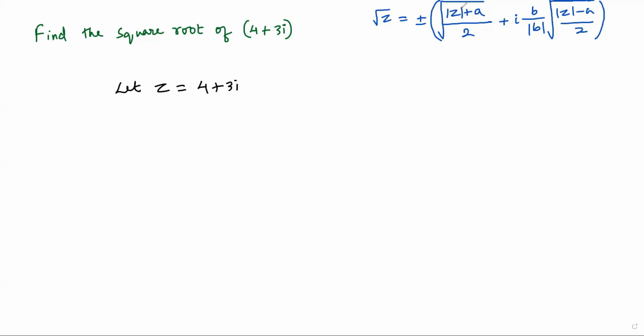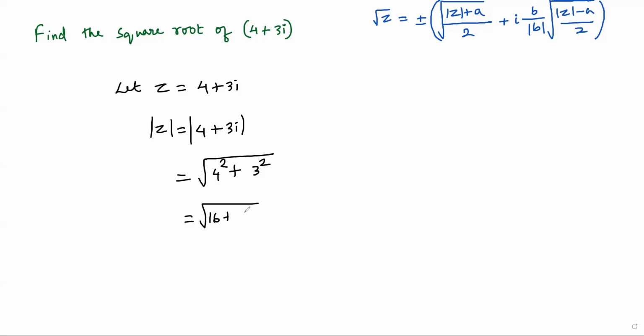If you want to use the shortcut, you must know the value of absolute value of z. So I am going to take absolute value on both sides. Then I get absolute value of z = absolute value of 4 + 3i. To get the absolute value of a complex number, we square the real part, that is 4 squared, plus the square of the imaginary part, 3 squared. So we get square root of 16 + 9, which is square root of 25. So the absolute value of z is 5.